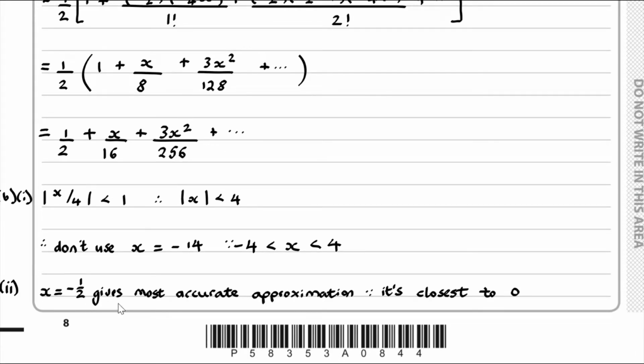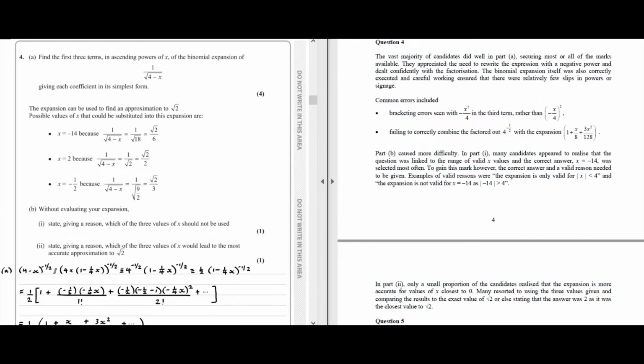So x equals minus 1/2 gives the most accurate approximation because it's closest to 0. Question number 4. This was concerning the binomial expansion.